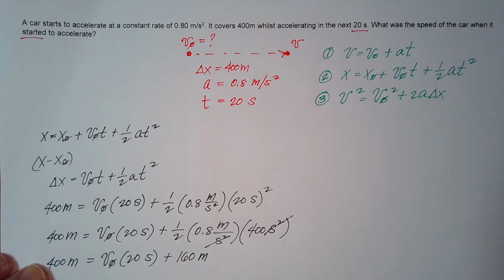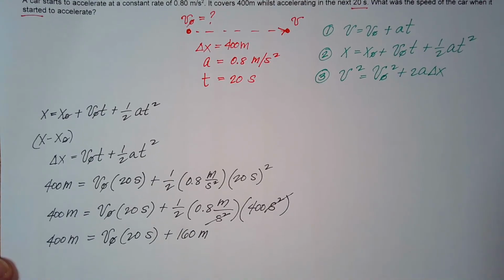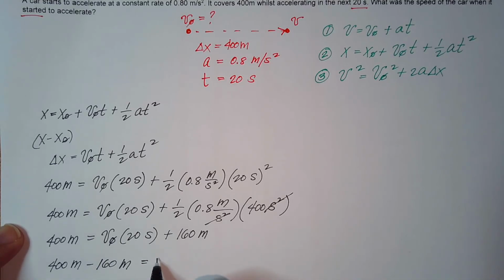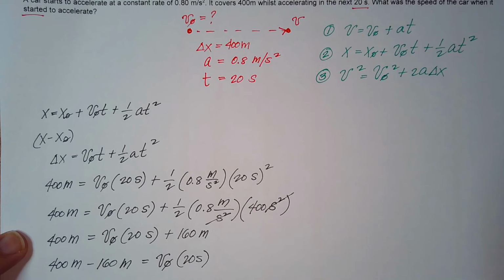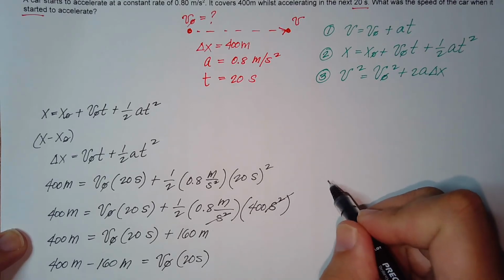So I can move it to the other side of the equation, which gives us 400 meters minus 160. My units are consistent: I cannot subtract 160 if it's not in meters also. Since my units are the same, I can proceed with the operation. So 400 minus 160 meters is equivalent to v naught multiplied by 20 seconds.